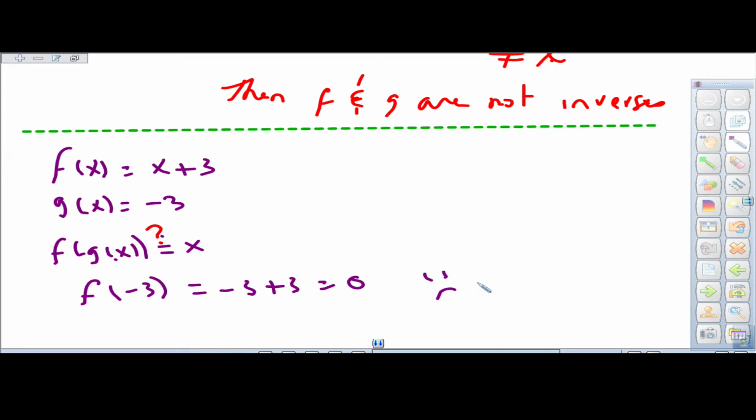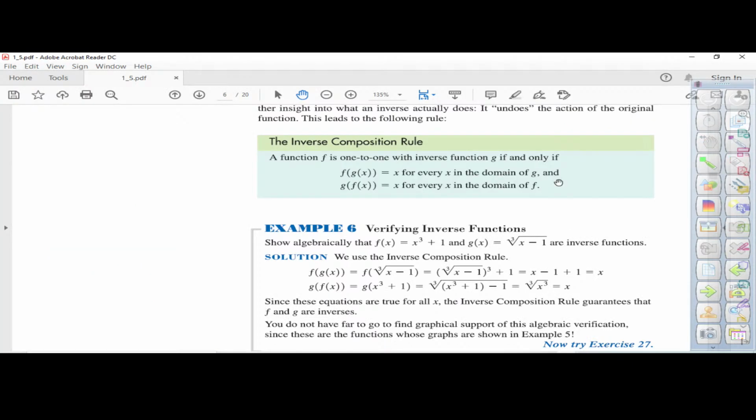That's not a function. Not an inverse function, I should say. These two guys are not inverses, since I did not end up with either equal to x. Let's take a closer look at what they have for us in the textbook.